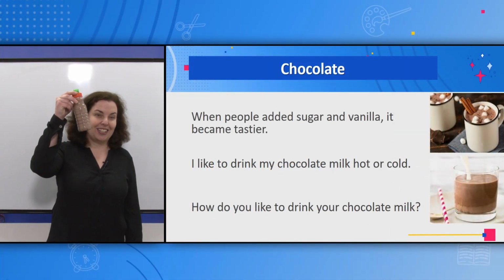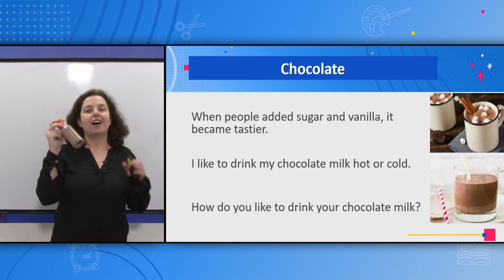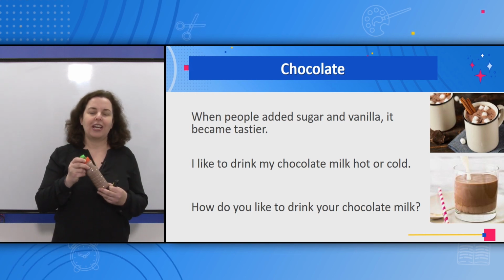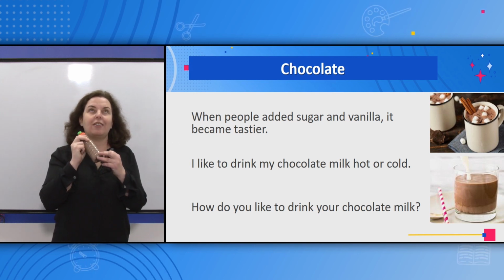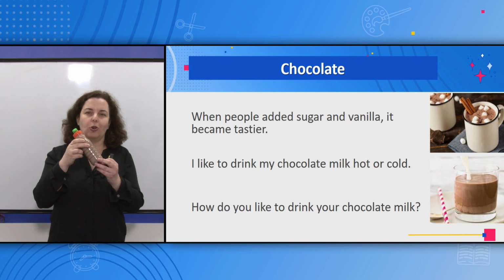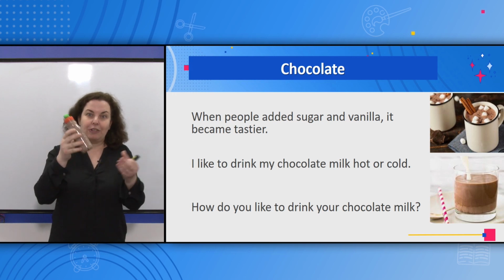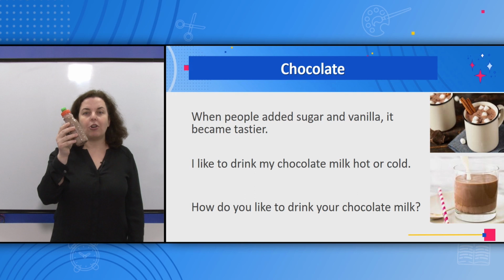I like to drink my chocolate milk. This is my chocolate milk. I like to drink it hot or cold. How do you like to drink your chocolate milk? I love to drink it either hot or cold. What about you? How do you like to drink your chocolate milk?